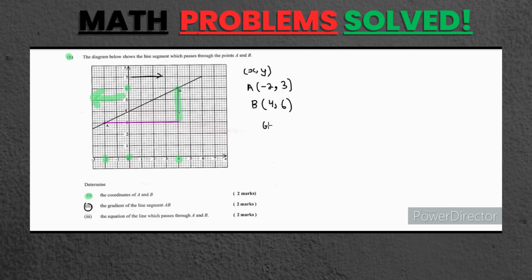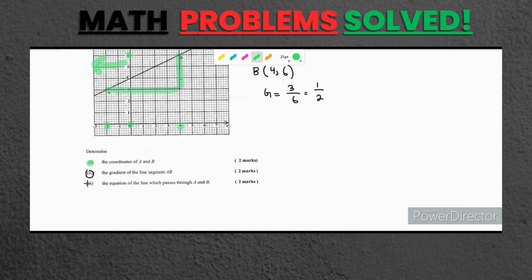I will represent the gradient as G. So the rise is 3. And what's the run here? From here to here there are 4 points, and on the left side there are 2 points. So from here to here the total distance is 6, right? So it will be 6. Then if you simplify it, you will get half, 1 over 2. So the gradient of the line segment AB is half.